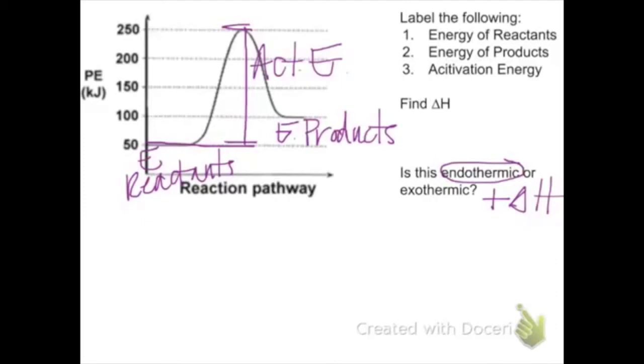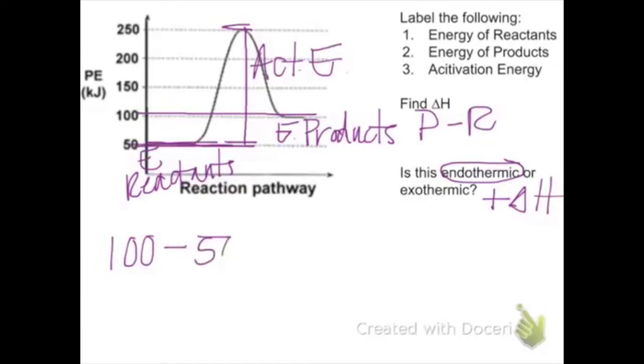Okay, so for delta H, we had to do our products minus our reactants, right? So our products we run across, and we're getting 100. These are nice, easy numbers. Minus our reactants, run this across again, and we're getting 50. 100 minus 50. Man, do I need to get my calculator out for this? Hope not. 50. Yep. And if you look again, over at your y-axis, your units are going to be kilojoules.